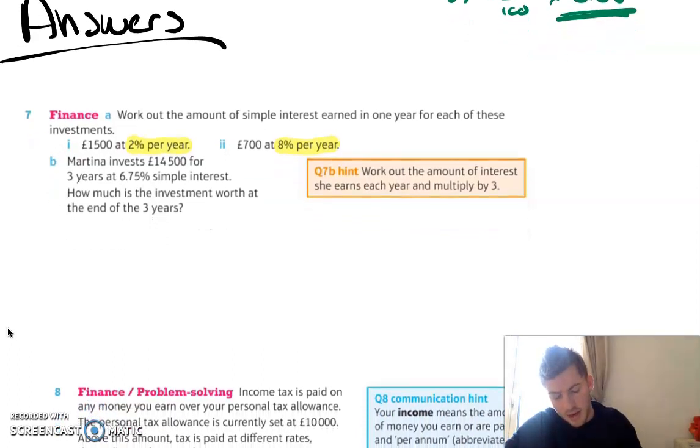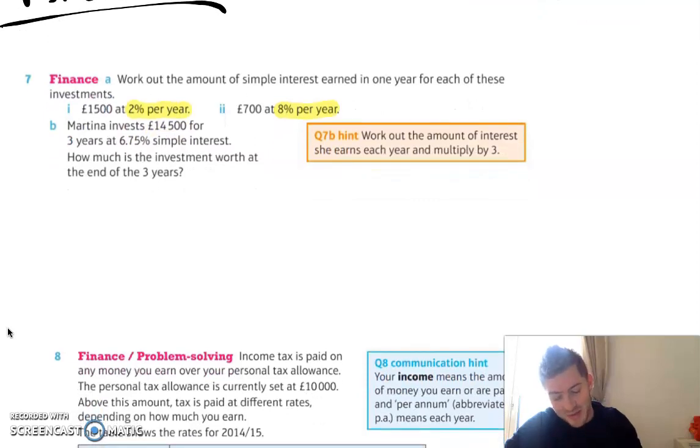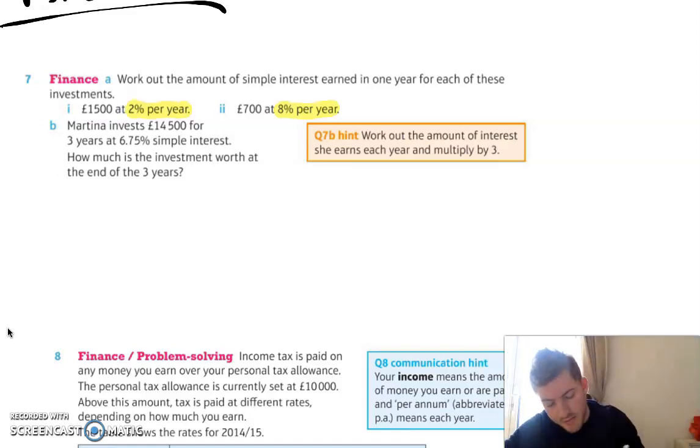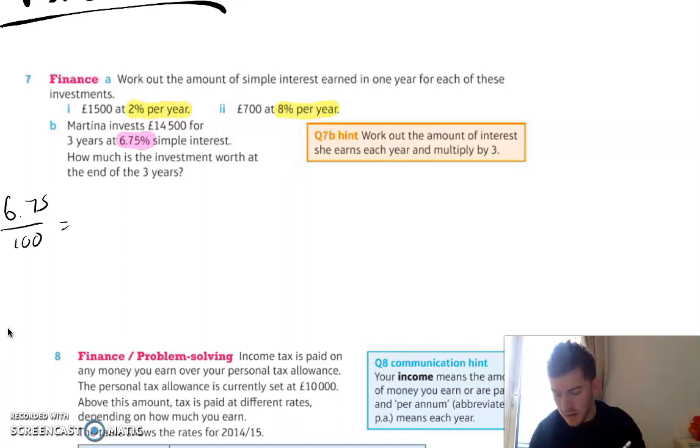Okay, part B, 14,500, 3%, that's 6.75. But this is where you need a calculator. 6.75, don't worry about the decimals, you're doing the same thing. That is 6.75 divided by 100, and that's going to equal 0.0675. That's your multiplier right here.